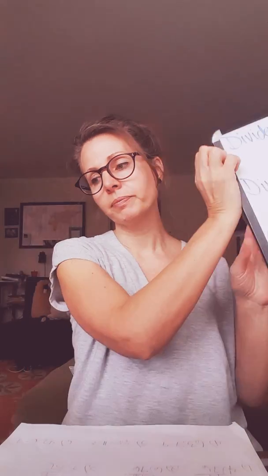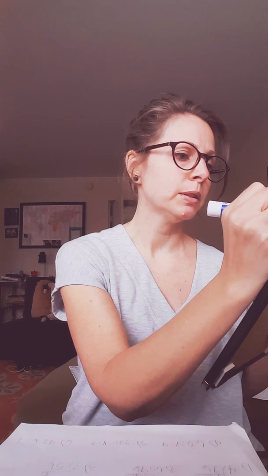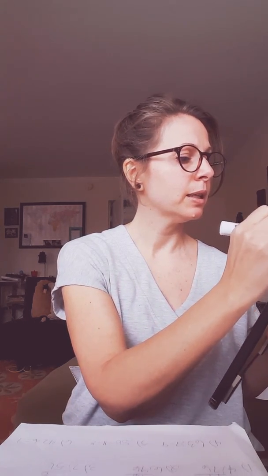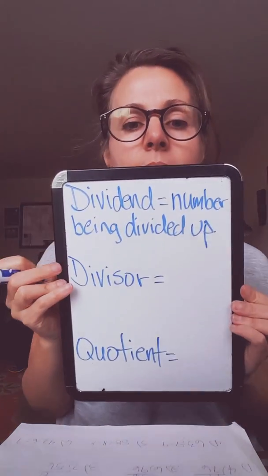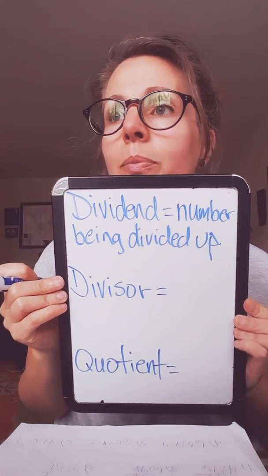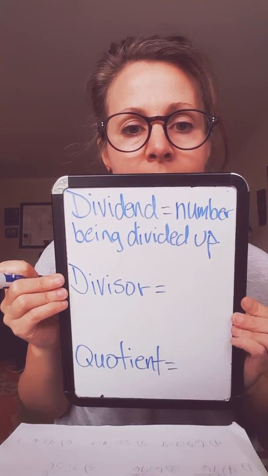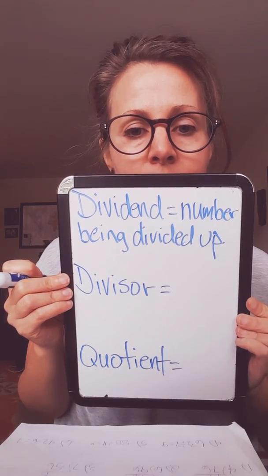The dividend in our division problems are the numbers that are being divided up. It's the number that's being divided up. So I'm going to write number being divided up. The dividend is the number being divided up. If you would like more time to write that down, hit pause, okay? If you're good to go, let's do divisor.